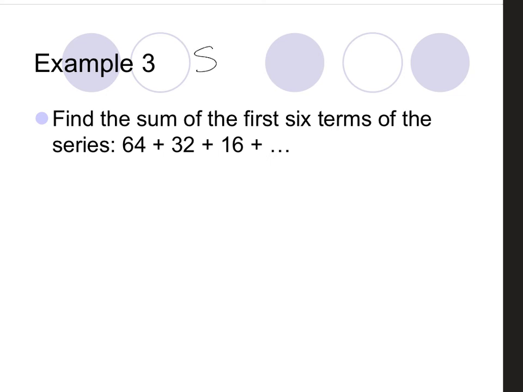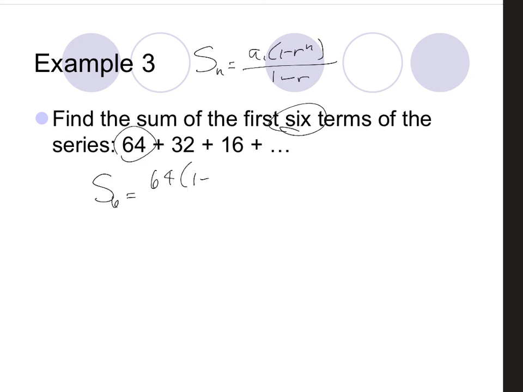Let me write the formula. Okay, so I'm finding the sum of the first 6 terms. First term is 64. 1 minus, okay, now this ratio, right, the pattern, or what I multiply by to get from here to here, or from there to there, is 1/2. 1/2, and I'm raising that to the 6th. And down here I have 1 minus 1/2.